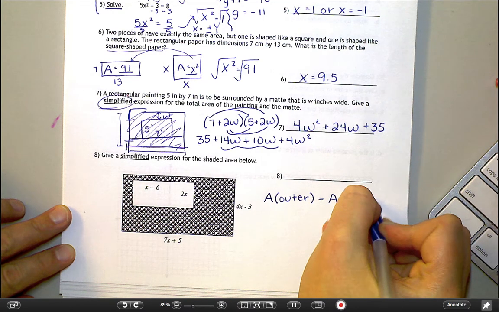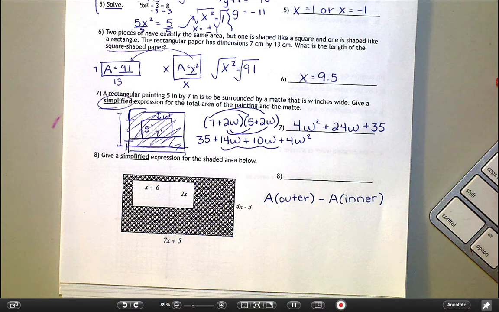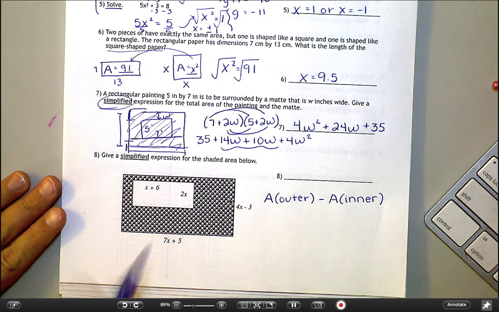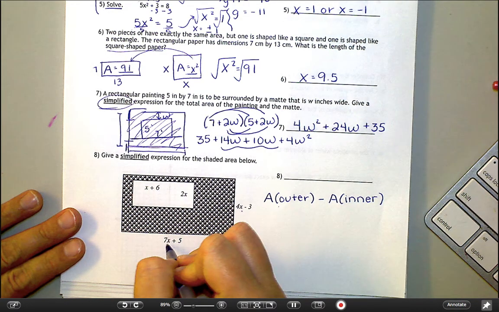Now, I saw a lot of people today calculating these two things separately and then trying to go back and subtract them. That's totally fine, except that I see a lot of people make mistakes with the subtraction when they do it that way. I would probably set it up all in one expression, and then I'll show you how to deal with it from there. So the area of my outer rectangle is going to be these two guys.